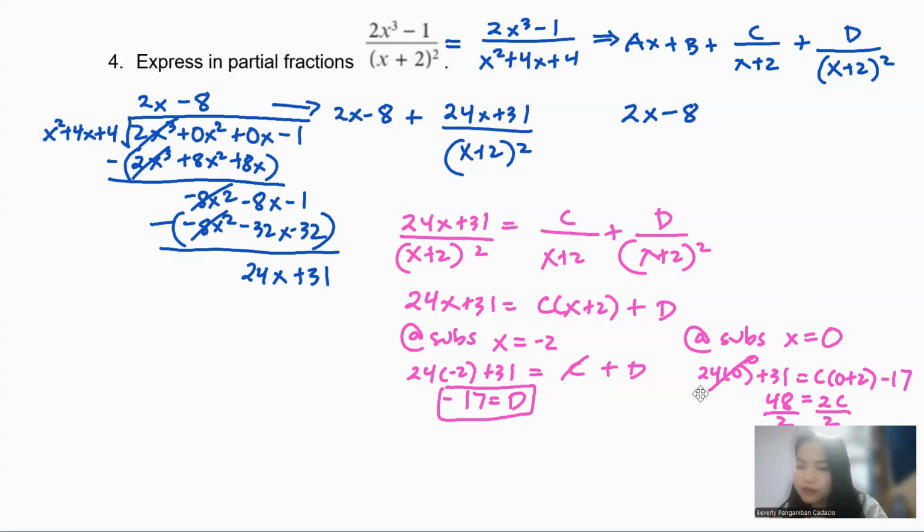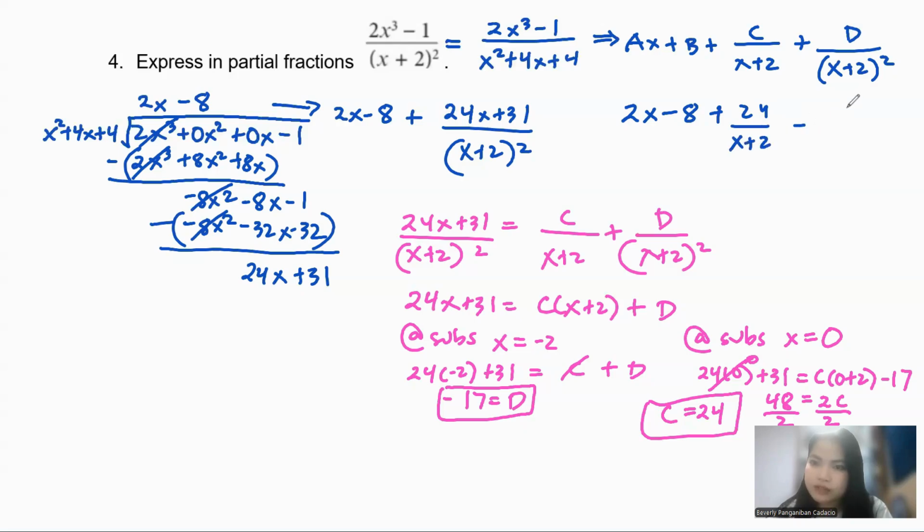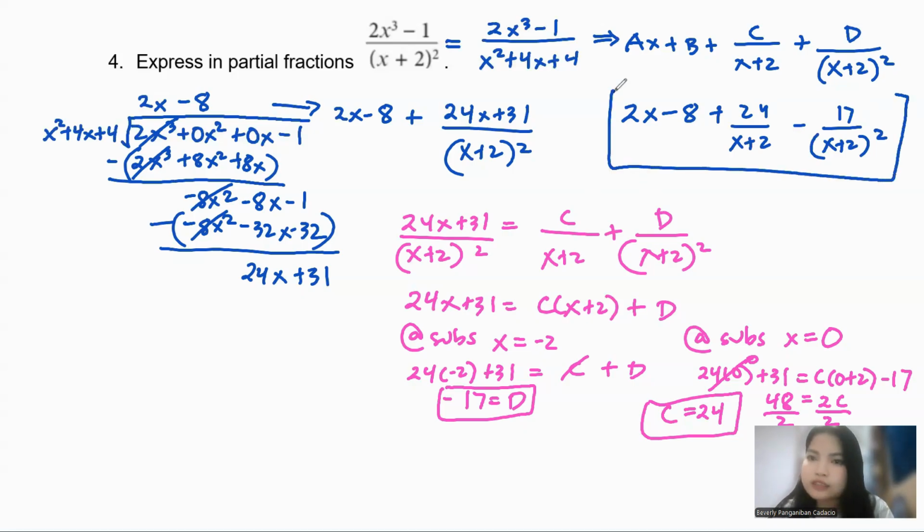And therefore, your C is equal to, let me just write in this part, your C is equal to 24, okay? And then we're just going to put it there. The answer will be 2x minus 8 plus 24 over x plus 2 minus 17 over x plus 2 raised to 2. And let me just double check that. 2x minus 8, 24. Okay, we're good to go. That's the answer. Again, you are not limited to whatever way you want to do it.